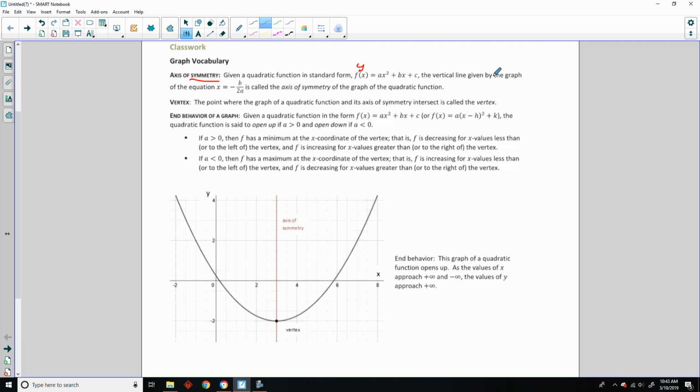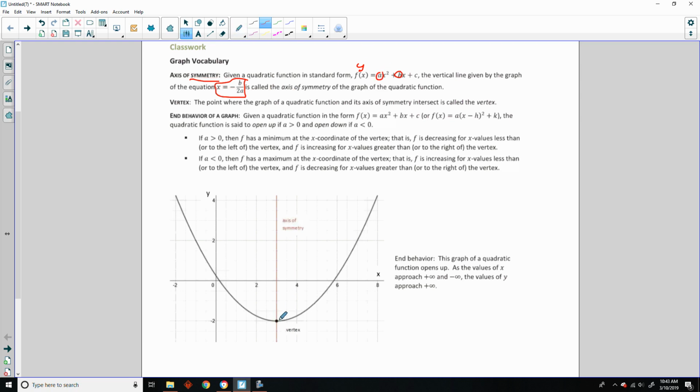The vertical line given by the graph of the equation x equals negative b divided by 2 times a is called the axis of symmetry of the graph of the quadratic function. Very important that you know this. Okay, you need to memorize that. X equals negative b over 2a. So whatever b is, you take its negative and divide it by 2 times whatever a is.